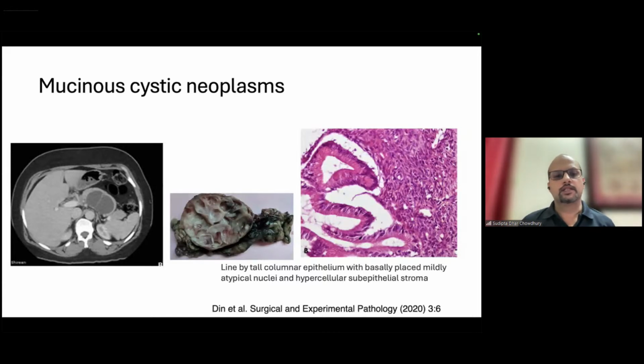Now, what about mucinous cystic neoplasms? Mucinous cystic neoplasms are more commonly encountered in clinical practice, and as you can see, they're well defined, can be unilocular or have septae in between. On gross specimens, they can be unilocular or sometimes even multilocular with septae in between. And they are lined by columnar epithelial cells with mild atypia and a hypercellular subepithelial stroma.